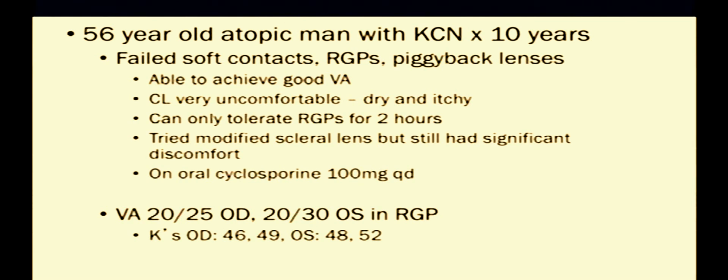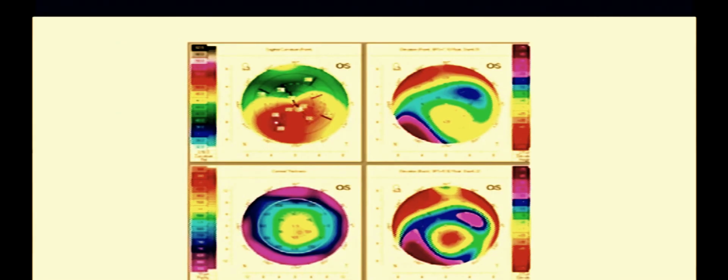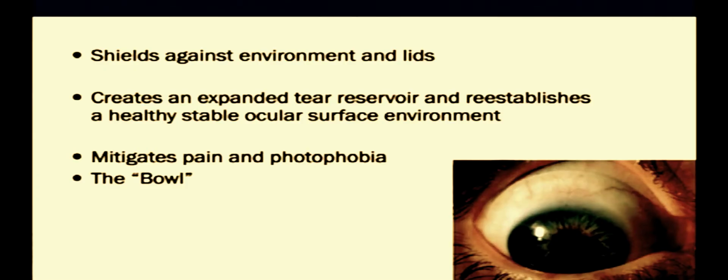So here's some examples. A man with keratoconus, 56-year-old, can't wear his contact lenses even though the contact lenses give him good vision because of atopy. Putting on the scleral lens shows that he has keratoconus. You see there's a nice vault. There's an area of fluid underneath the lens between the cornea and the scleral lens, and he's now able to tolerate the contact lens because the lens forms a shield against the environment and the lids, and creates an expanded tear reservoir. So he's able to have 20/20 vision and now tolerate this kind of contact lens.